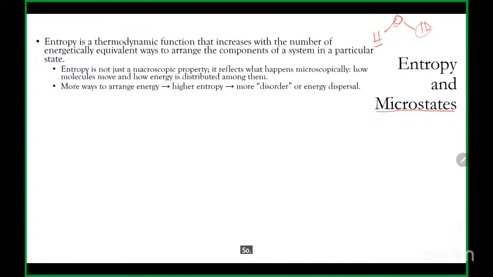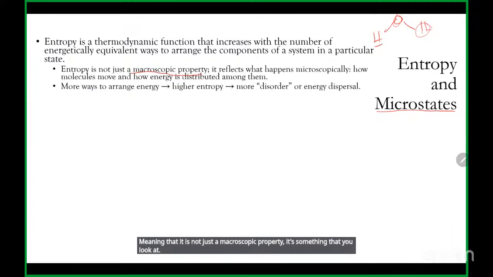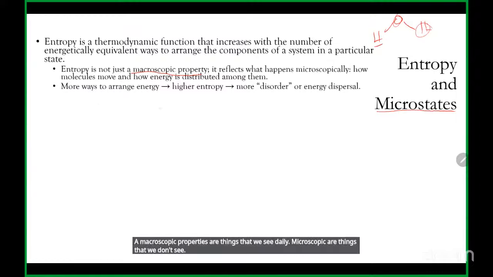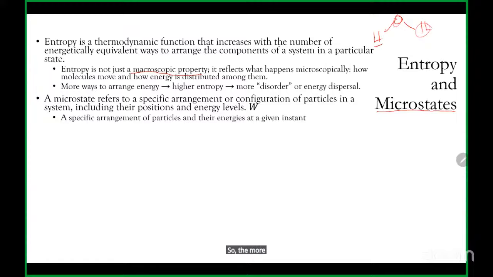Like I said, there are different particles within a system, meaning that it is not just a macroscopic property, something that you look at. Macroscopic properties are things that we see daily. Microscopic are things that we don't see. So the more ways to arrange a system, the more the entropy.